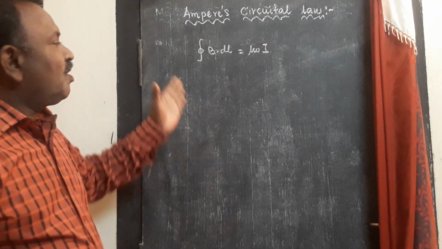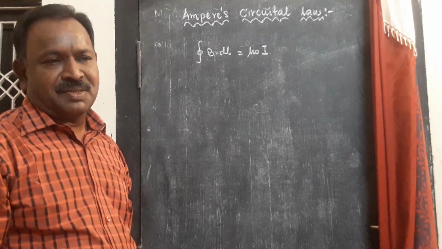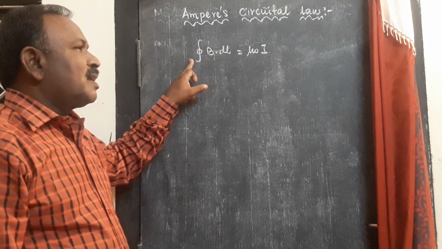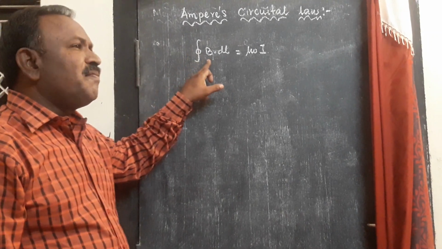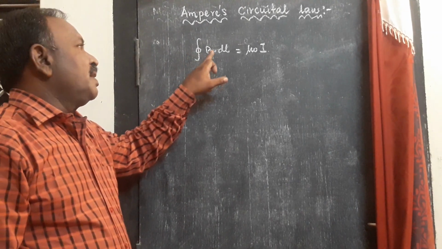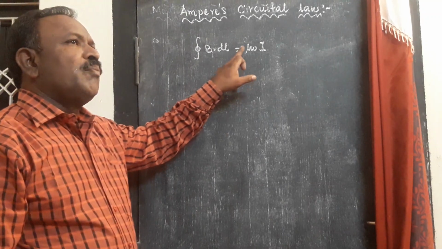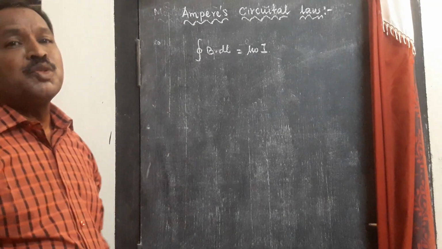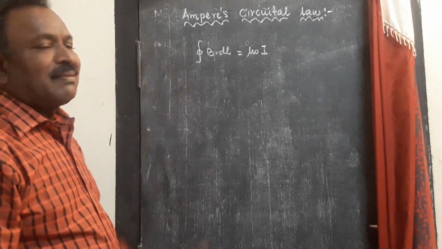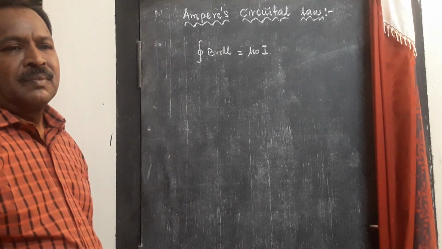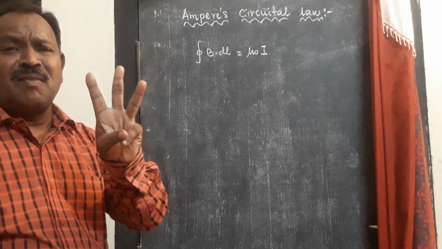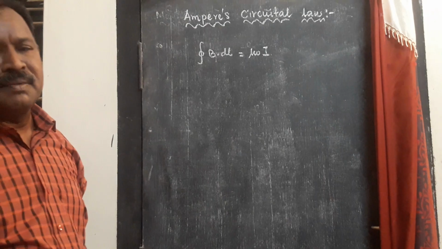In the statement form, it can be stated as: the closed integral of the magnetic field is equal to mu naught times the net current enclosed by the closed path. We are going to see three applications of Ampere's circuital law.